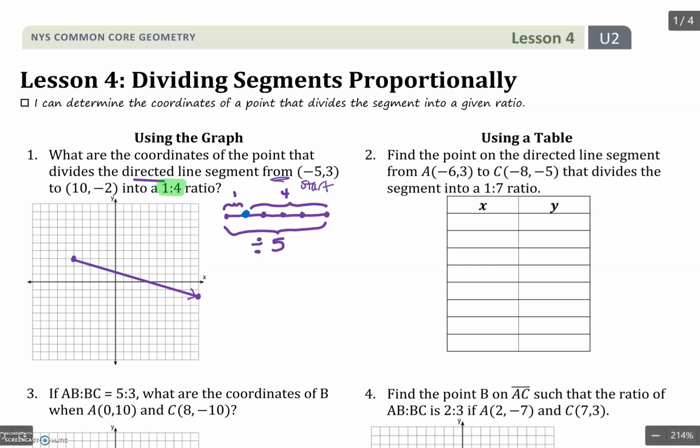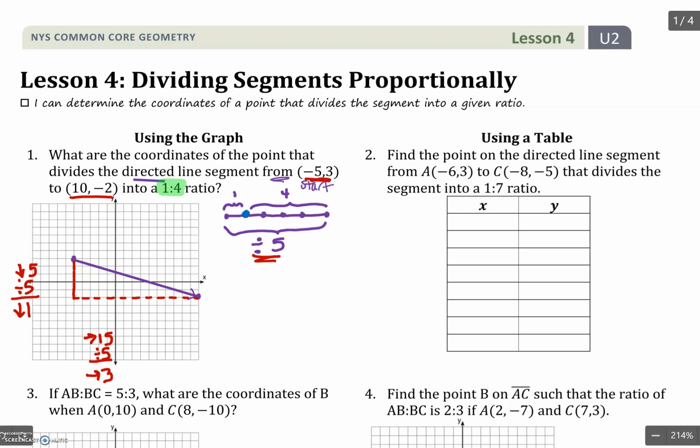So if we're doing this on the graph, we're counting like slope. We have to see how far we rise and run to go from -5,3 to 10,-2. And so if we look at our slope, to get from one to the other, we have to go down 5 and right 15. We're going to divide that up into 5s because we want to divide these into 5 congruent or equal pieces. So we're going to take each of those counts and divide. And so we're going to go down 1 and right 3.